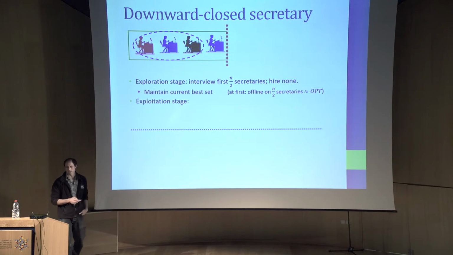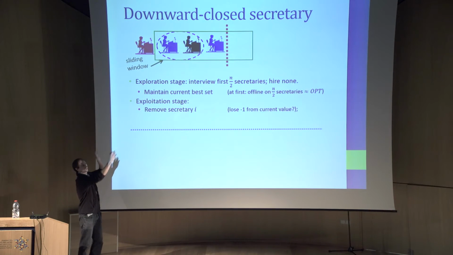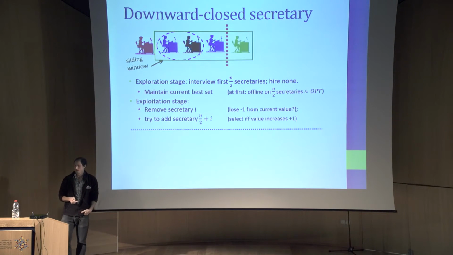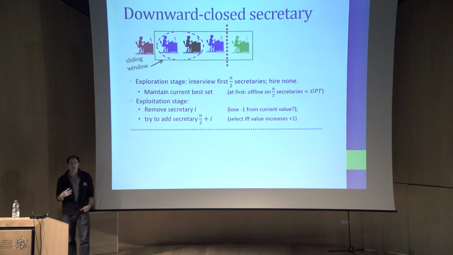So the second stage is the exploitation stage. This is the more interesting stage. We're going to have a sliding window that shifts forward as we interview more secretaries. Every time we shift the sliding window to the right, we lose the first secretary that we interviewed. So maybe we lose one, and our current value goes down by 1. But maybe the next secretary that we interview is very good, and we can add him to our current set and get back a +1.